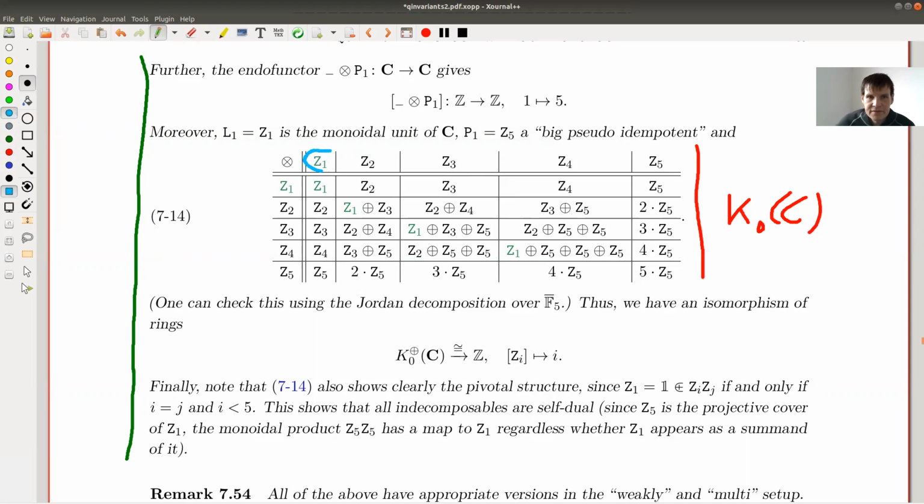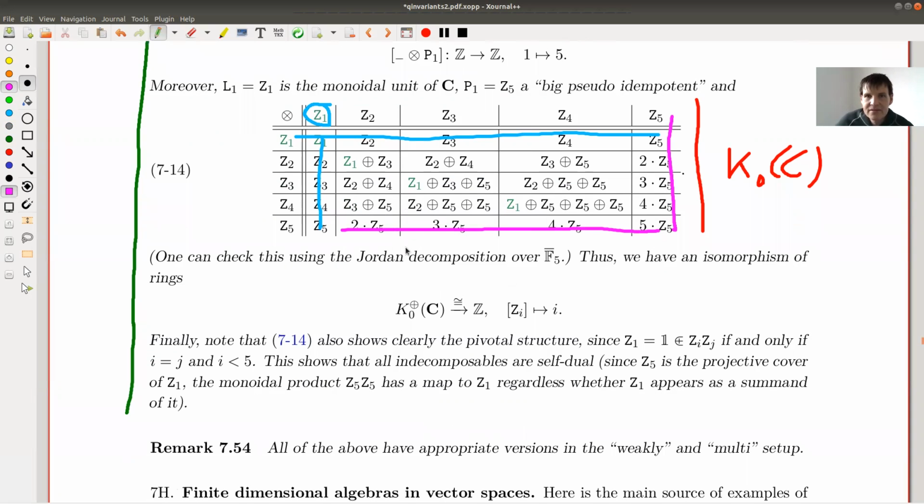This is a unit, as you can see from the table. The others are a bit more complicated, but not too bad. So the Z5, the projective one, is very easy. It's just two times, three times, four times, or five times itself, depending on what you multiply it with. And actually, as a ring, this is isomorphic to Z.